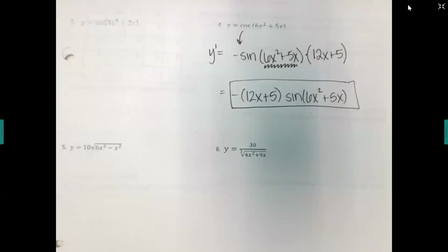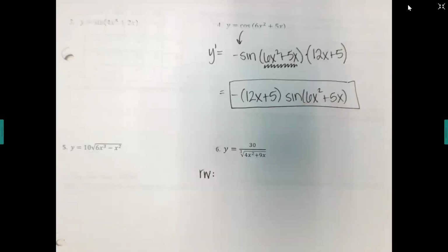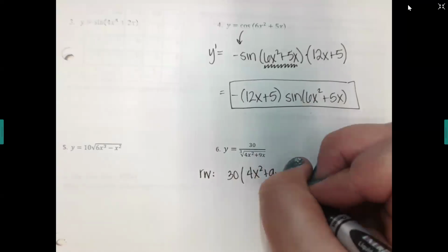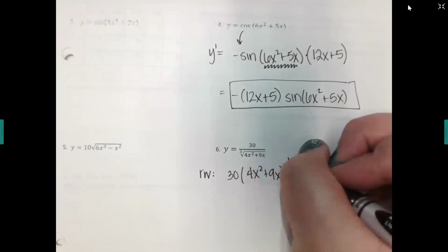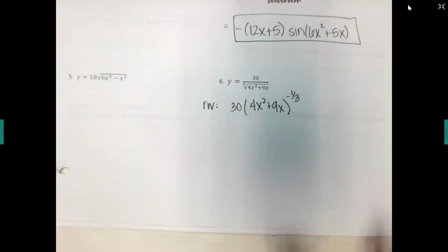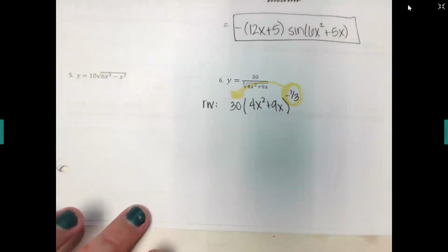Let's do number 6. What would my rewrite be for number 6? 4x squared plus 9x, and then negative 1/3. Very good. Remember that a cubic root is a 3rd power, and it's negative because it's coming up from the bottom. Then remember, this is just a regular power rule, but we're going to have to chain rule in the middle. So my -1/3 times 30 is what?